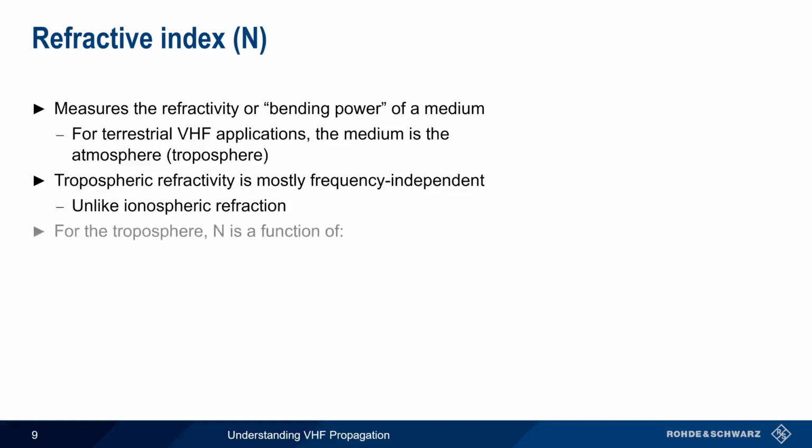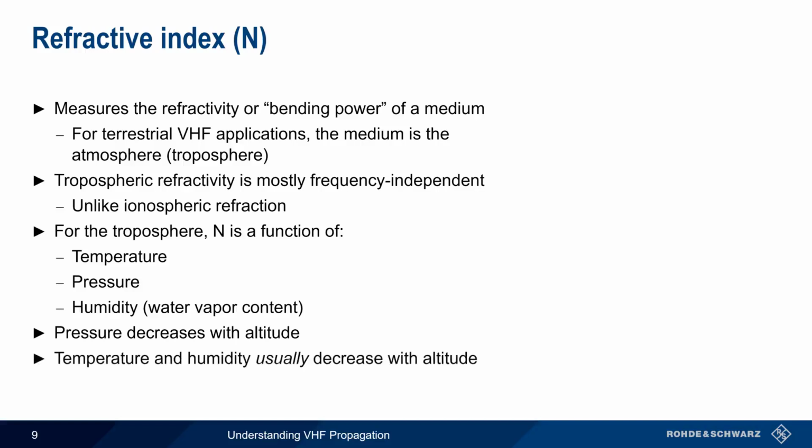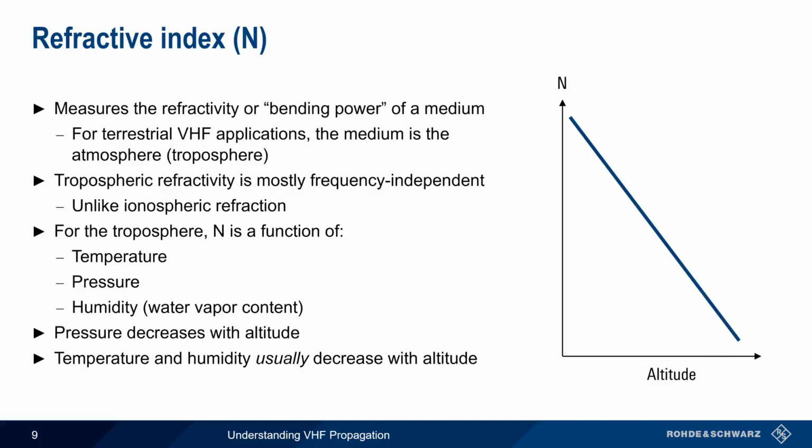In the troposphere, the refractive index is a function of three variables: air temperature, air pressure, and the humidity or water vapor content of the air. Atmospheric pressure always decreases with altitude, and both temperature and humidity usually decrease with altitude, so the refractive index of the troposphere generally decreases steadily with increasing altitude. As we'll see in a moment, this change in the refractive index of the troposphere is very important for longer distance VHF signal propagation.